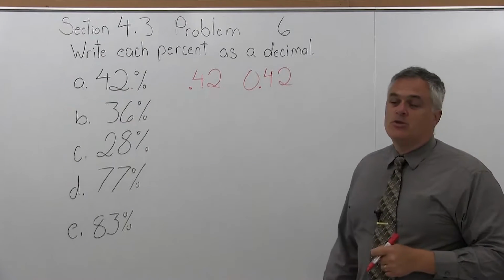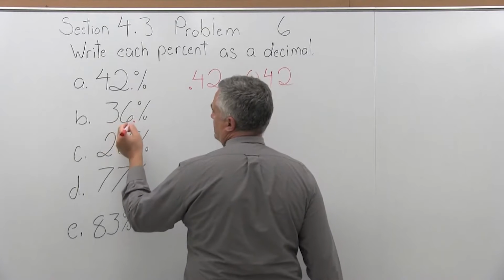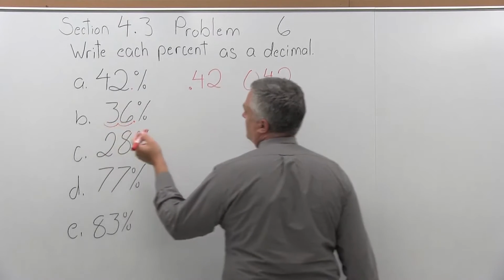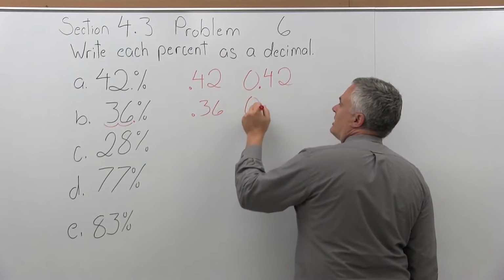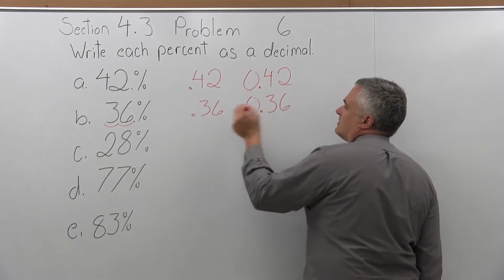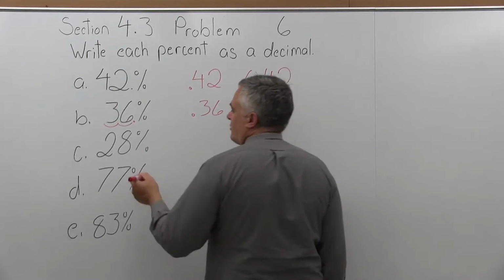The next one, part B, 36%, same process. Assume the decimal point is at the far right after the 6. If you go 2 positions to the left, it'll go in front of the 3, which would make it 0.36. And if you like, you can make it .36 or just 0.36. It's the same thing.